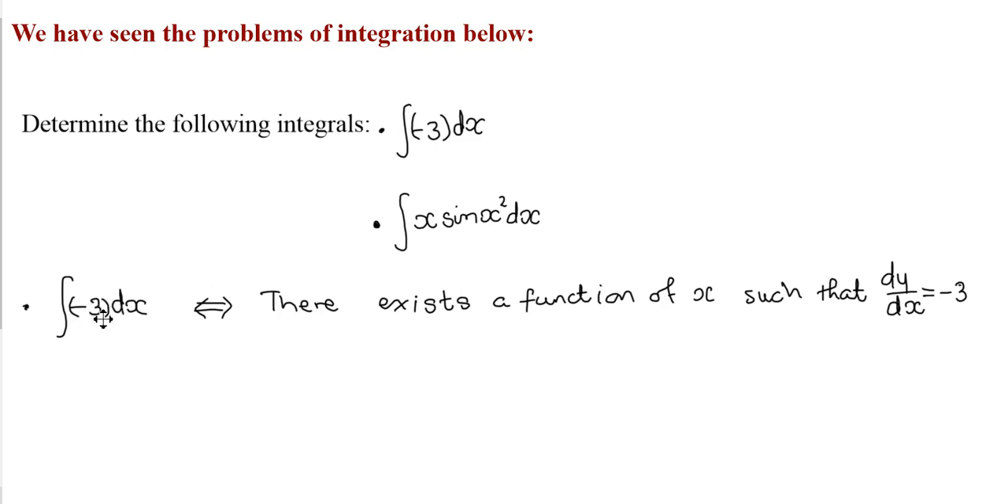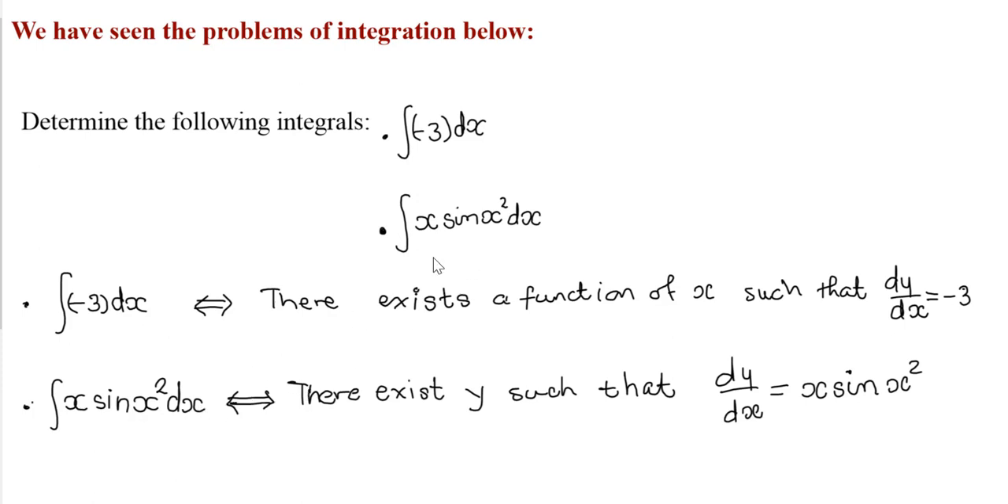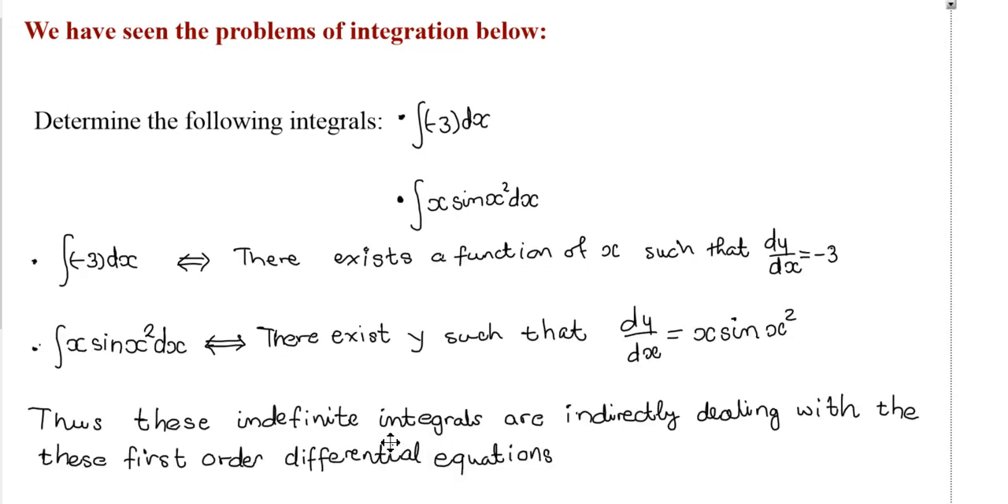So what I'm saying is that when you're dealing with indefinite integrals, we're actually dealing with first order differential equations of this form. The same applies to the second one. With this integral, we simply mean the same thing, that there exists a y such that the derivative of that y is equal to this function. Because remember, when you're integrating, what was under the integral sign was supposed to be a derivative or something which can transform into a derivative. So we conclude that when we're dealing with indefinite integrals, we're indirectly dealing with these first order differential equations.